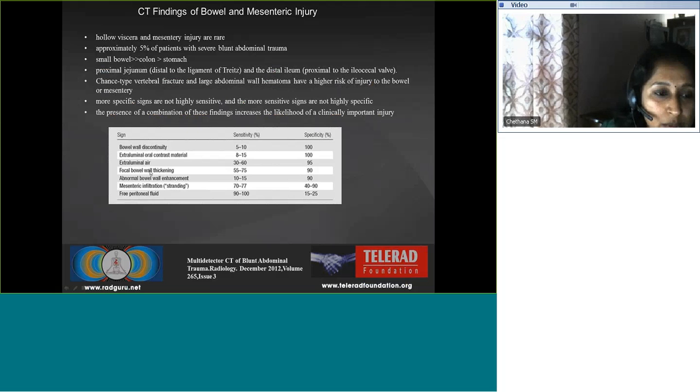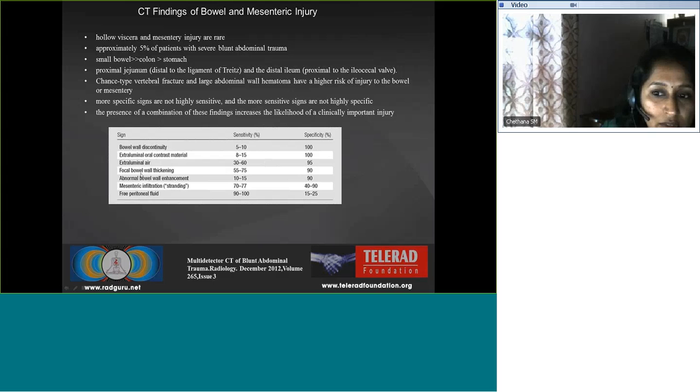Now let's see some of the signs which have to be looked for in CT imaging of bowel and mesenteric injury. Primarily, bowel wall discontinuity. It is highly specific but has very low sensitivity. Next, extraluminal oral contrast material. Even this has 100% specificity, whereas the sensitivity is very low. Extraluminal air loculi have slightly more sensitivity and specificity when compared to the other findings.